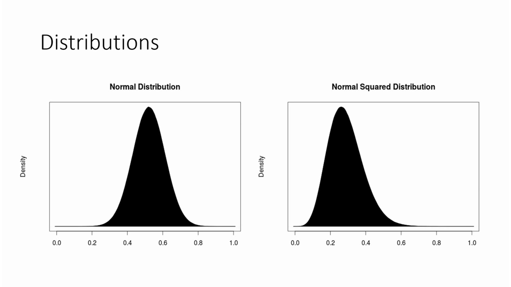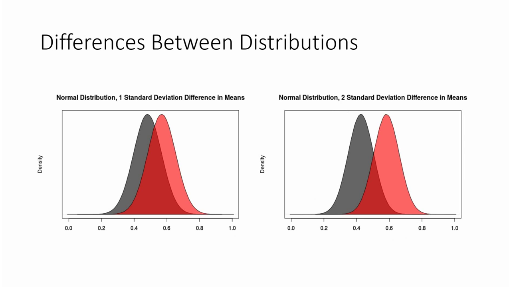The distributions I'm looking at are the normal distribution and the normal square distribution. You can see here that the normal square distribution is slightly right skewed. I'll be checking the difference of means of 0, 1, and 2 standard deviations. 0 to check the type 1 error, 2 as a control to make sure that the simulation is working, and 1 standard deviation, pictured on the left, to look at the power across the range of sample sizes.